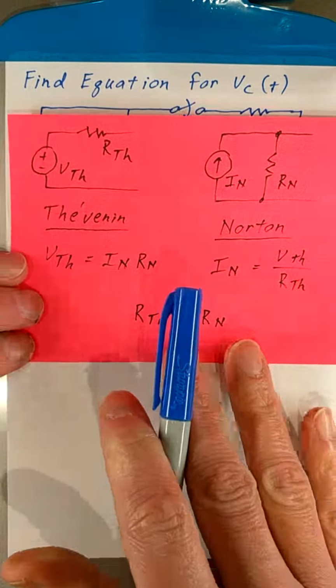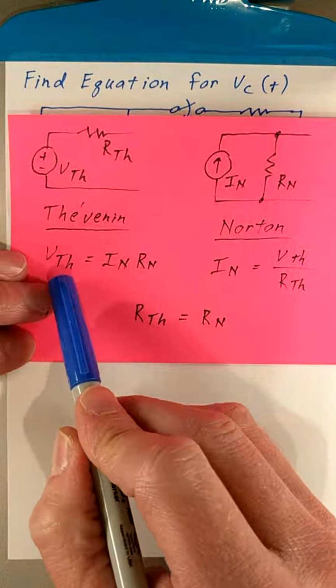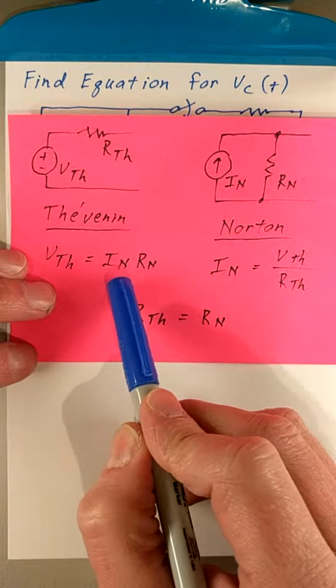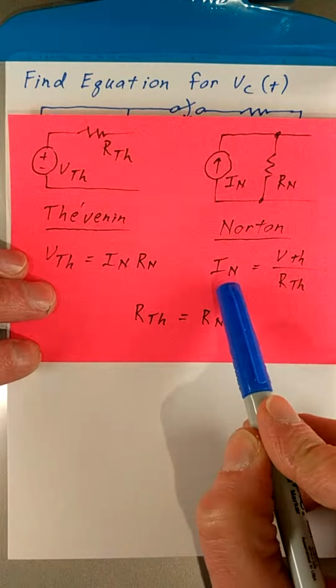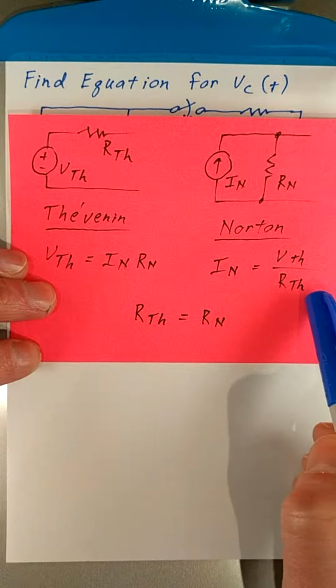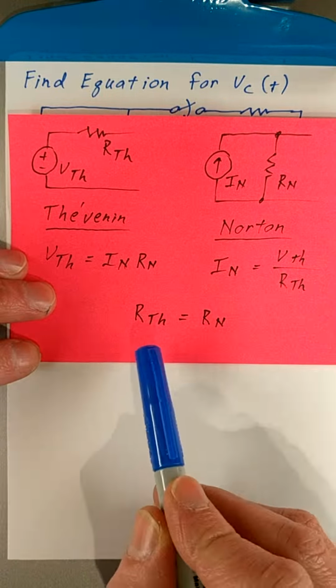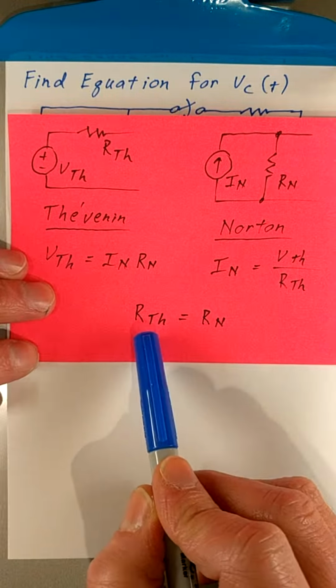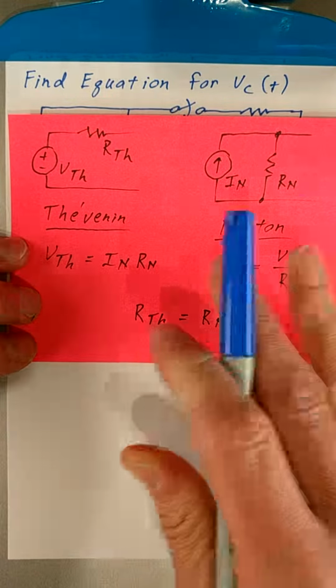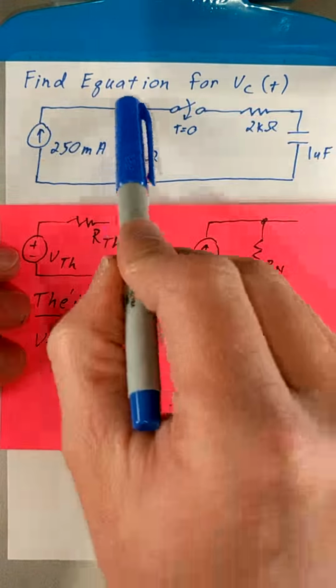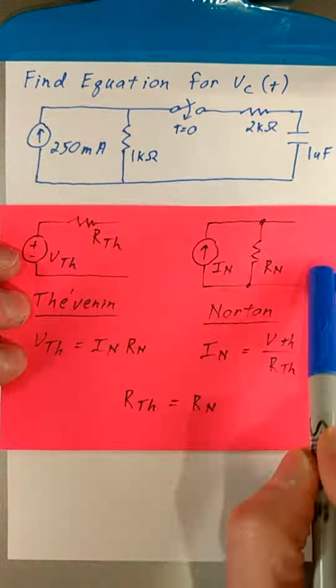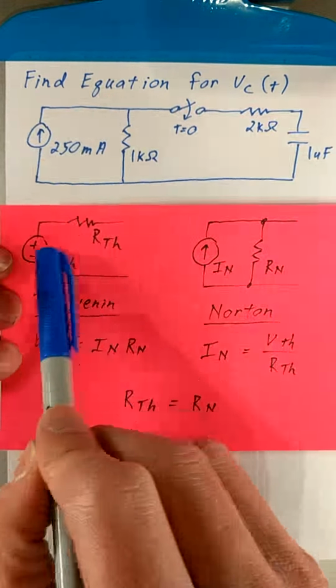To do the conversion, we can say that the Thevenin voltage is the Norton current multiplied by the Norton resistance. Or if you wanted to go the other way, the Norton current is equal to the Thevenin voltage divided by the Thevenin resistance. Also remember that the Thevenin resistance is equal to the Norton resistance. So when we do this problem in a moment, we are going to convert this Norton circuit into a Thevenin circuit.